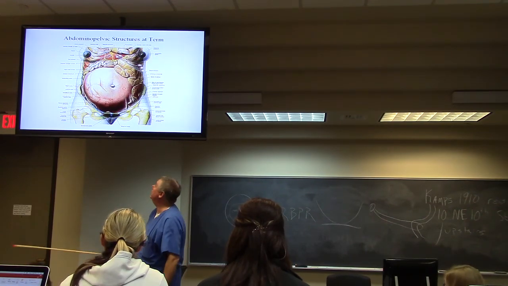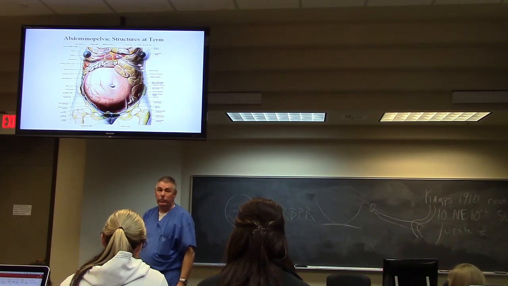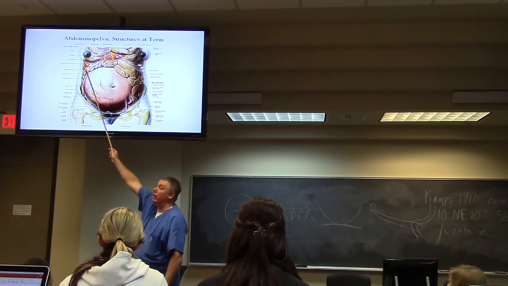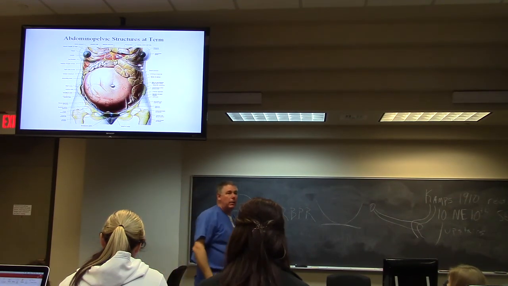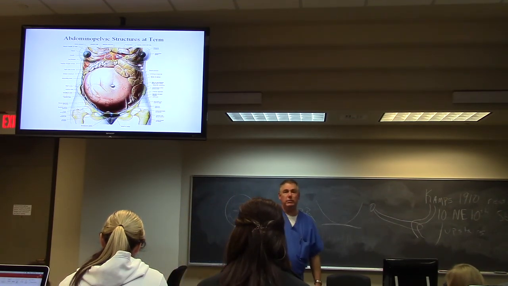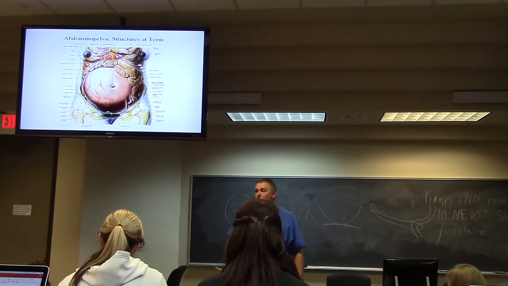The second thing is, where is the appendix on this woman? It is up here. So appendicitis in third trimester appears as right upper quadrant pain, not like lower quadrant pain.